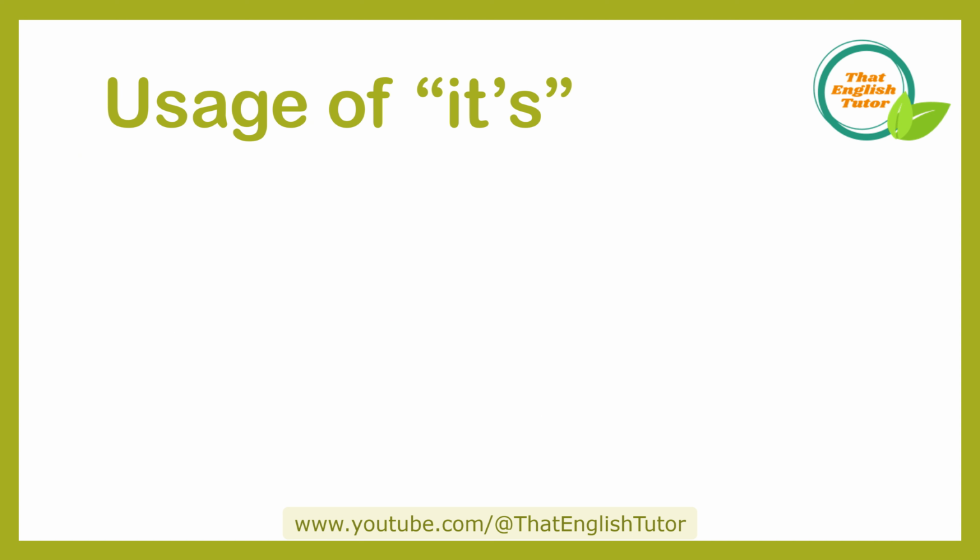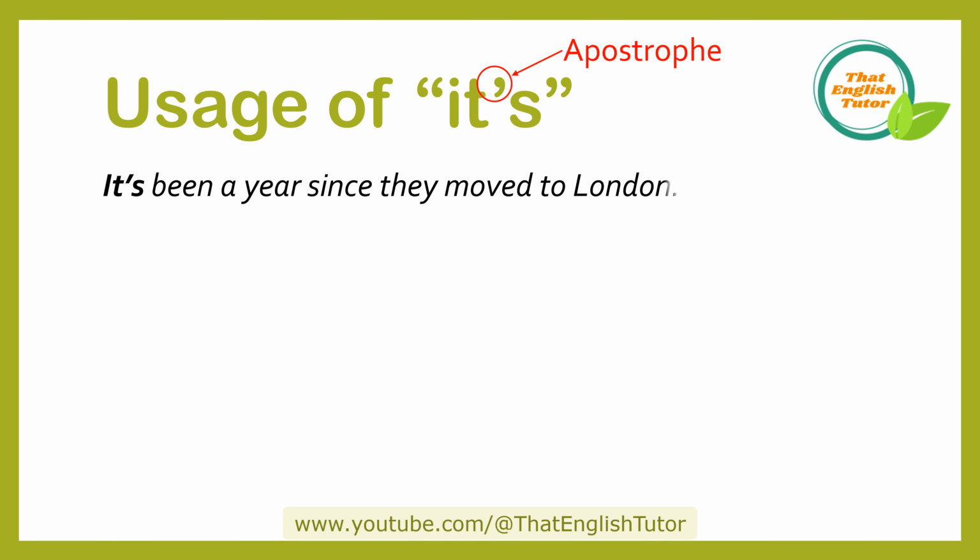When do we use it's with an apostrophe? This tiny punctuation mark is an apostrophe. Have a look at this sentence. It's been a year since they moved to London. Why have we used this version of it's? There are actually two words here, it and has. It has been a year since they moved to London. The words it and has have been combined to form it's.